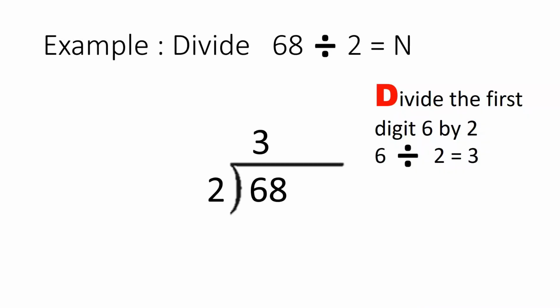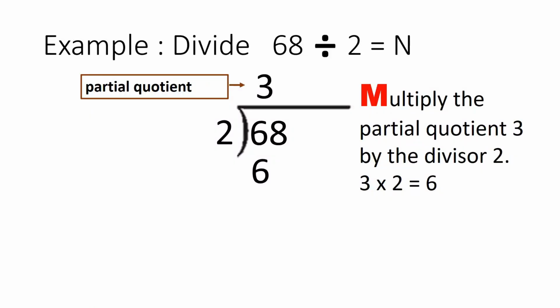First, divide the first digit 6 by 2. 6 divided by 2 equals 3. 3 is the partial quotient. Next, multiply the partial quotient 3 by the divisor 2. So 3 times 2 equals 6.